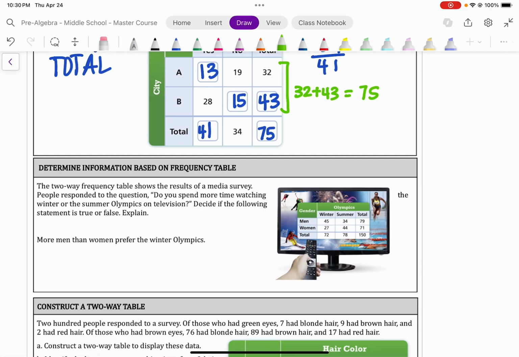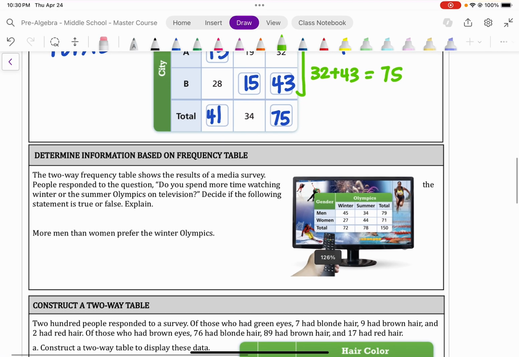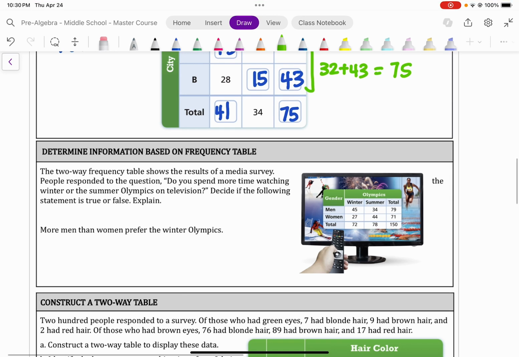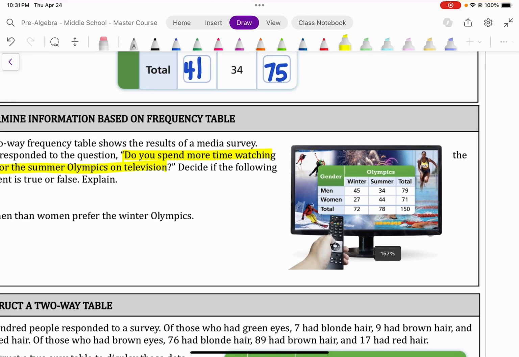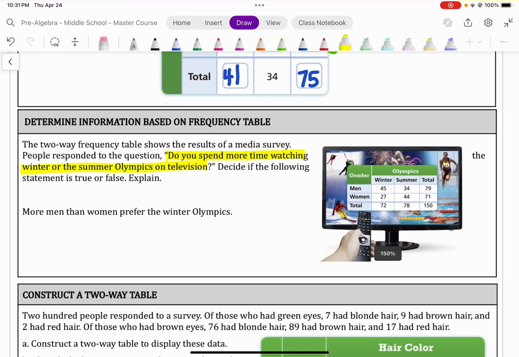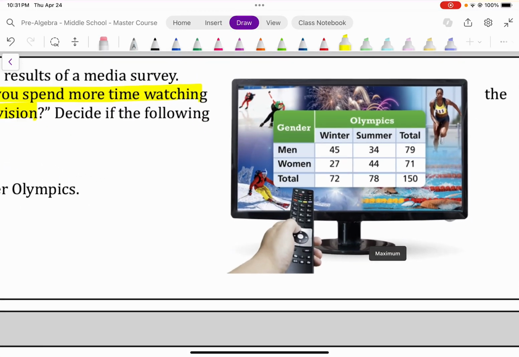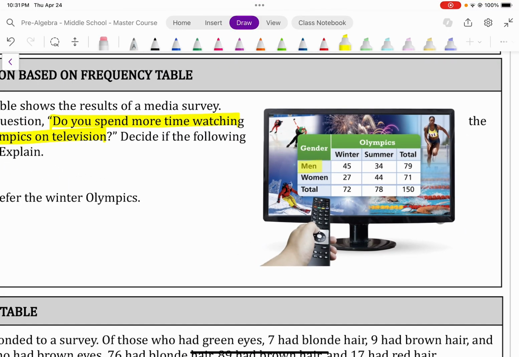Okay, now the next one says the two-way frequency table shows the results of a media survey. People responded to the question, do you spend more time watching the Winter or Summer Olympics on television? So I'm going to highlight that question. More time watching Winter or Summer Olympics. Decide if the following statement is true. So this says that more men than women prefer the Winter Olympics. So we're going to look at men.